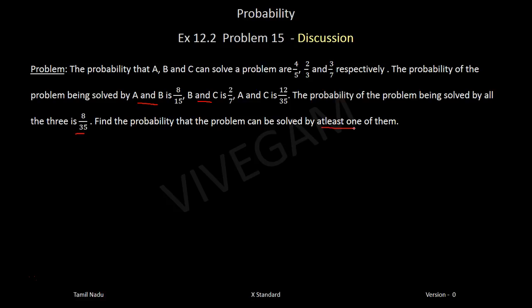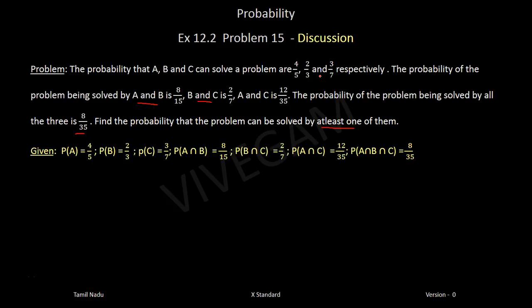At least one of them means either A solving or B solving or C solving or A and B solving or B and C solving or A and C solving or A, B, C solving. So any of these possibilities is nothing but probability of A union B union C. So we have a formula for probability of A union B union C. All we need to do is substitute the values, which are all given here, in the formula and simplify it.